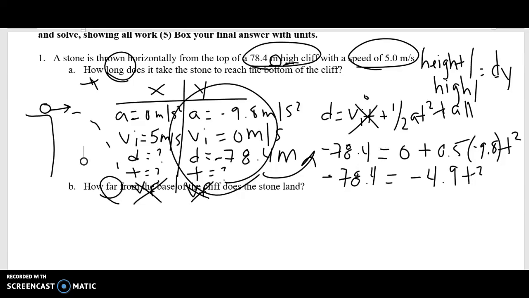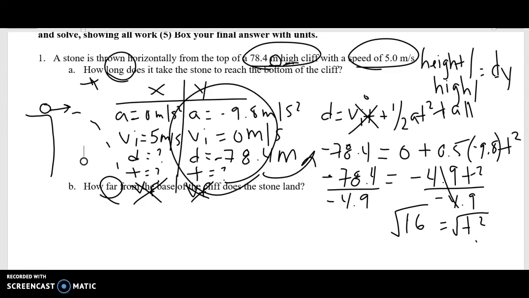Okay, the negative 4.9 is being multiplied by t squared, so I'm going to divide both sides. So t squared is equal to 16. Then to undo the square, I'm going to take the square root. So t is equal to 4 seconds.